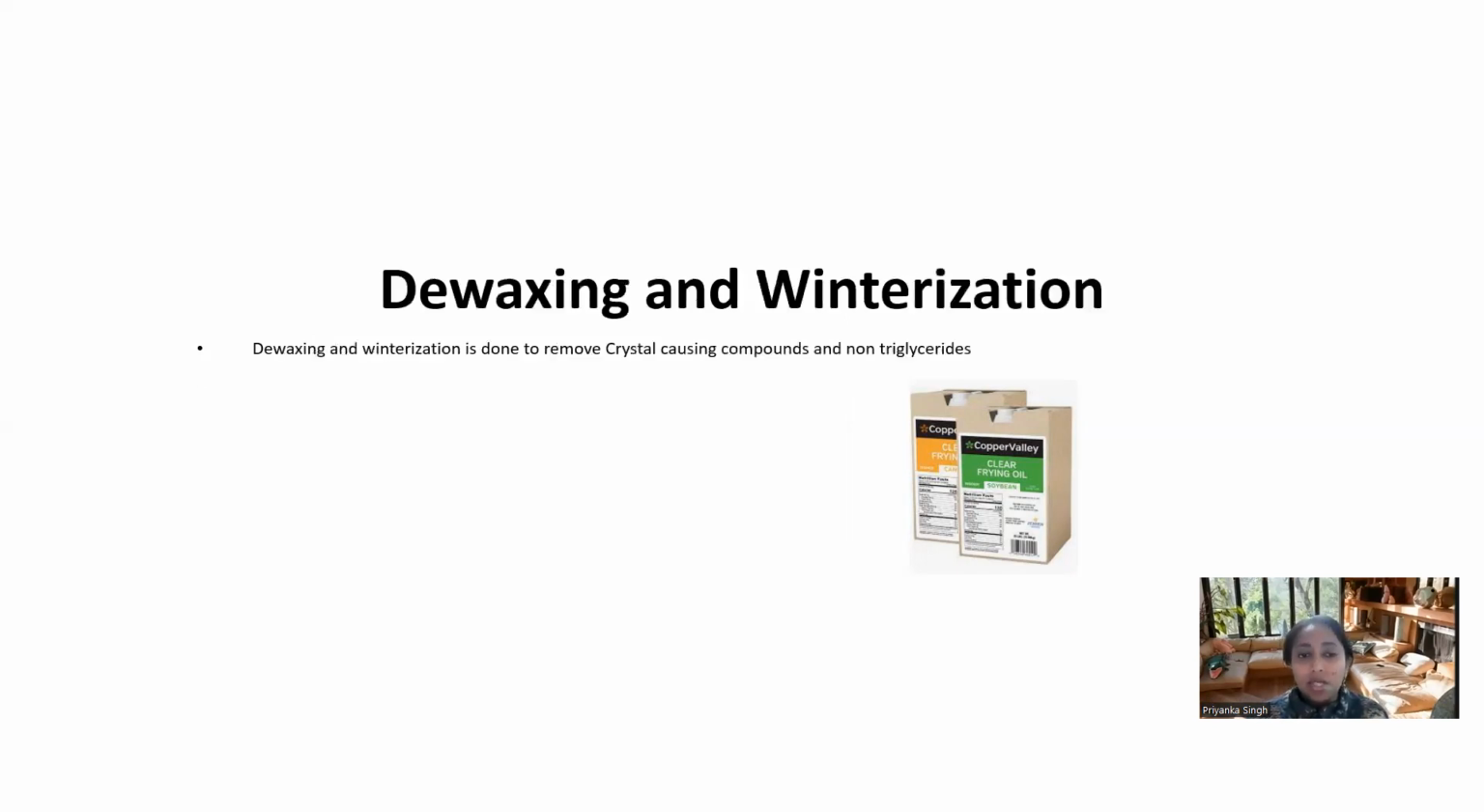Dewaxing and winterization. This is done to remove certain crystal causing compounds and also to remove the triglyceride. This is done because when the oil is being produced in mass quantity, it might sit on the shelf for a longer duration. So that is why dewaxing and winterization is done.